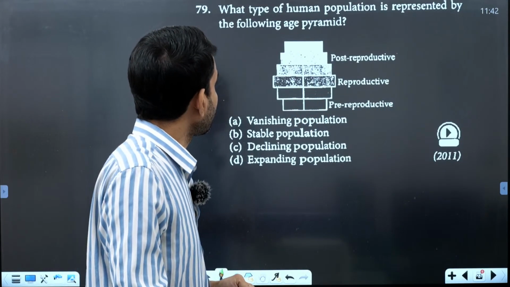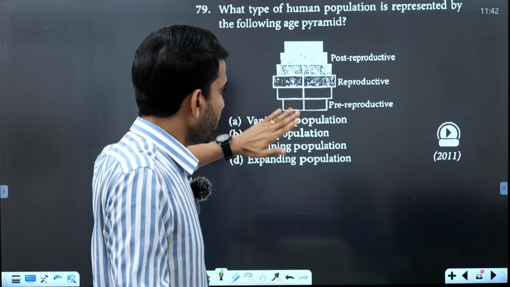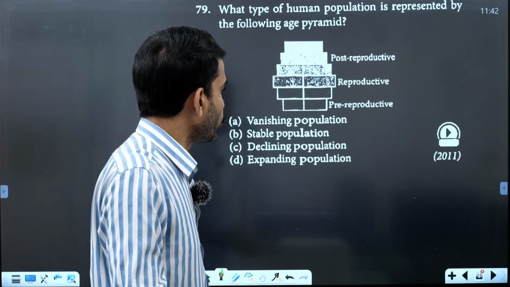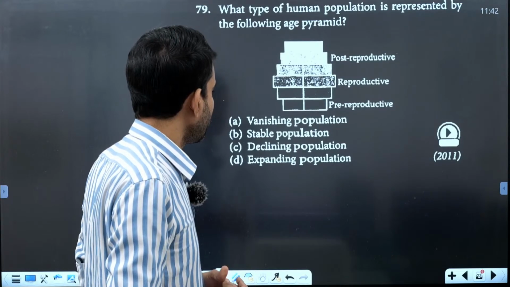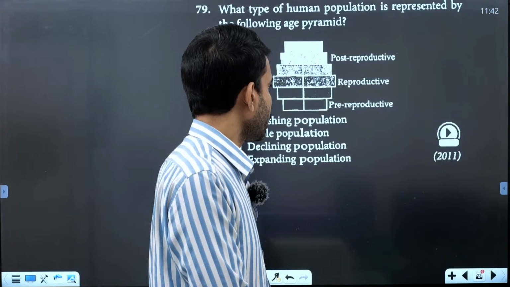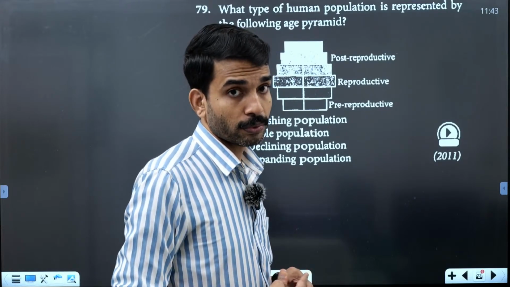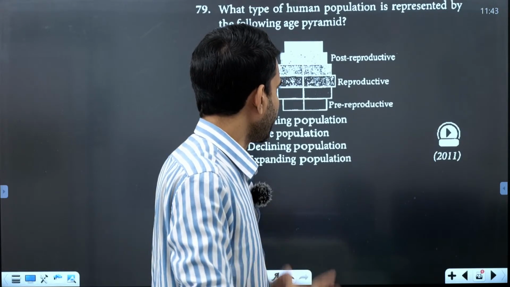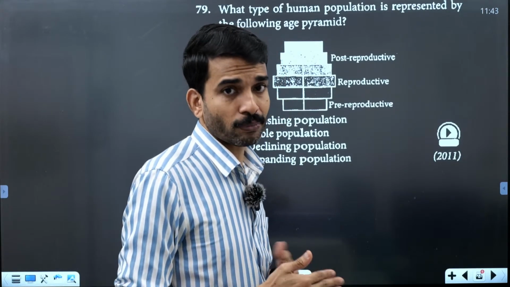Next one, what type of human population is represented by the following age pyramid? We have the pre-reproductive age group, reproductive age group and post-reproductive age group. Options are A, vanishing population, B, stable population, C, declining population, D, expanding population. So here we'll consider how many members are there in the pre-reproductive, reproductive and post-reproductive age groups. Almost the same number, right? Almost the same number.